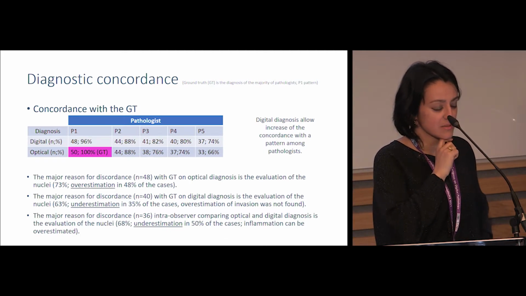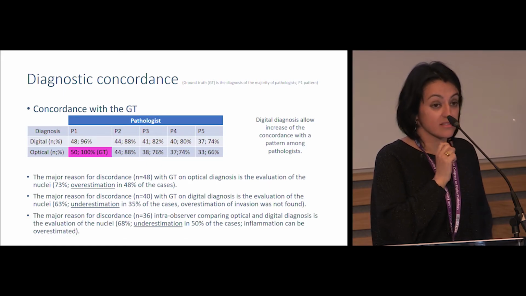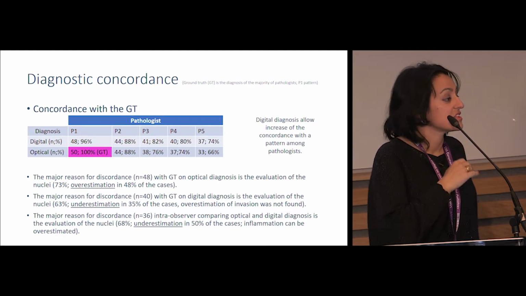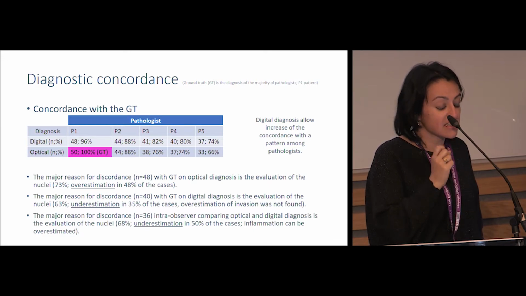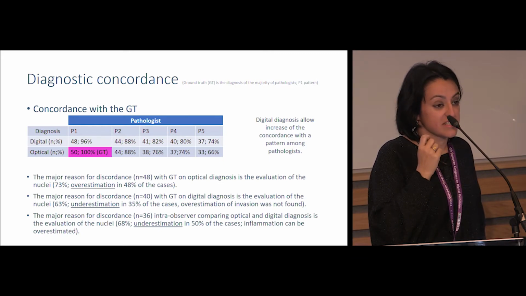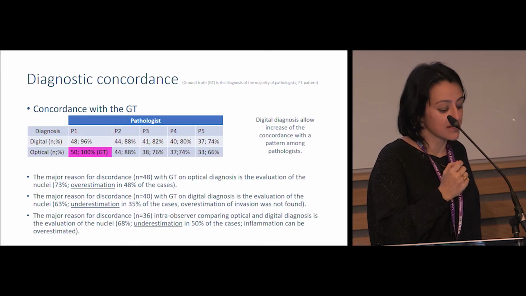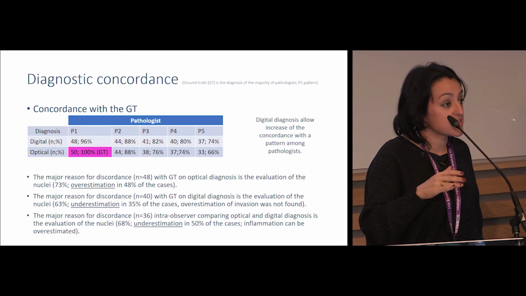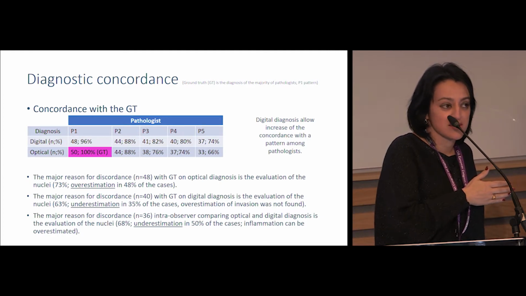We also appreciated some things more. The major reason for discordance with the ground truth in the optical diagnosis was the nuclei. By the way, in all settings it was the nuclei, as expected. And in the setting of the optical diagnosis, pathologists tended to disagree by overestimating the nuclei, so making the diagnosis of malignancy more often. The other way around, in the digital setting, they tended to make a benign diagnosis more often. So it's in the opposite direction.